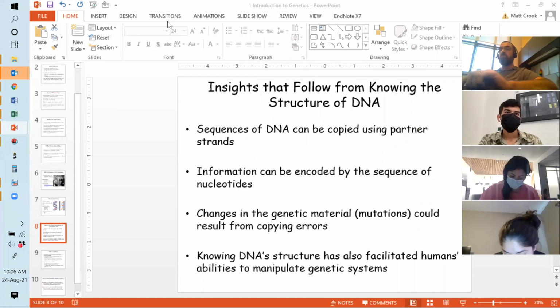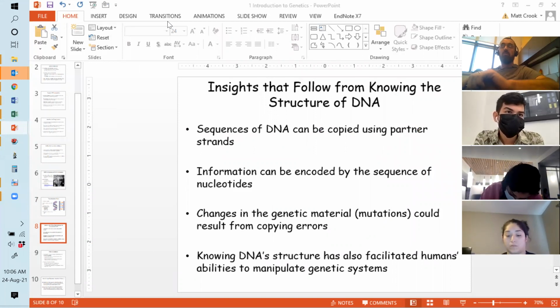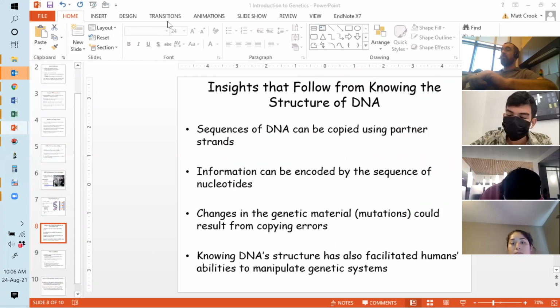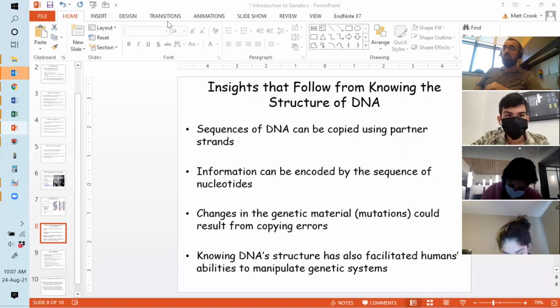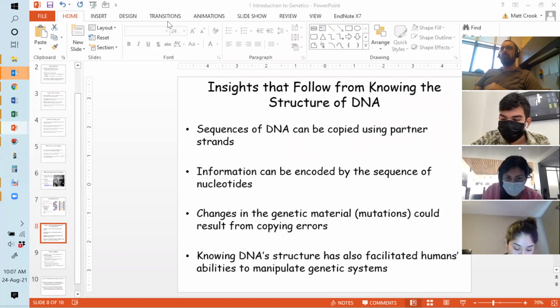So obviously, once you know the structure of DNA, you can start figuring out how it's copied. You can figure out how it contains the information that's used to make proteins or RNAs, depending on what we're talking about. You can figure out how changes in that information change the expression of that protein and its function, right? That's really it. Mutations are the basis of all novelty, whether good, bad, or indifferent, right? That's mostly the only way in which you can change.